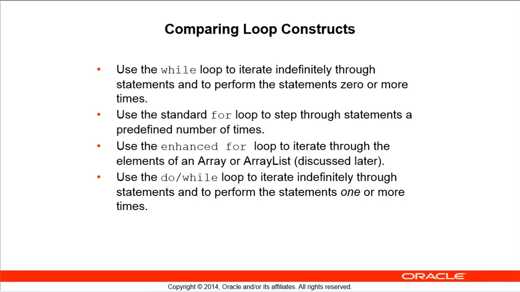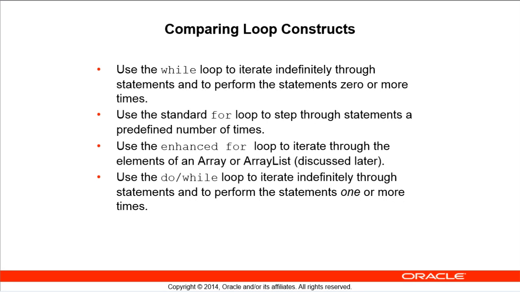So let's compare loop constructs, because there are times when you'll want to use each. First, the while loop is used to iterate indefinitely through statements and to perform the statements 0 or more times. The standard for loop is used to step through statements a predefined number of times. We use the enhanced for loop to iterate through the elements of an array or array list. And it's appropriate to use the do while loop to iterate indefinitely through statements and to perform the statements 1 or more times.